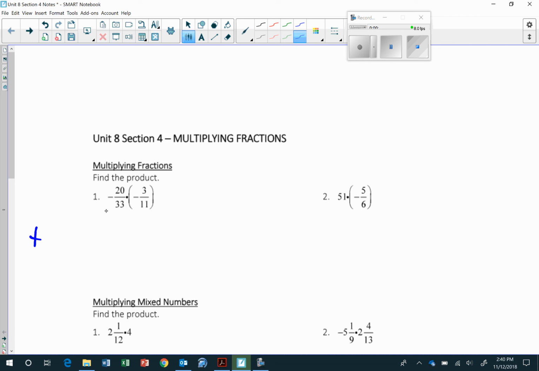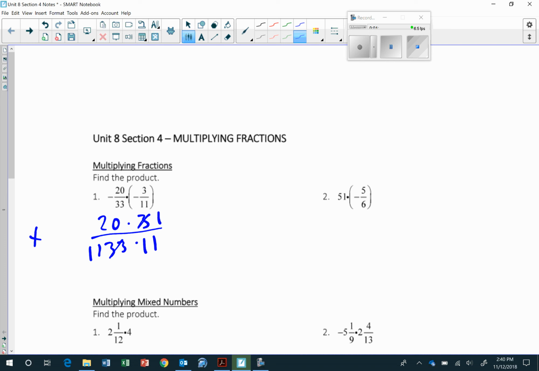Now, instead of just actually multiplying 20 times 3 and 33 times 11, I'm going to write it as one big fraction first and see if there's anything that I can simplify. When I say that, I mean anything on the top and the bottom that can be divided by the same thing. So 3 and 33 can both be divided by 3. So 3 divided by 3 is 1. 33 divided by 3 is 11.